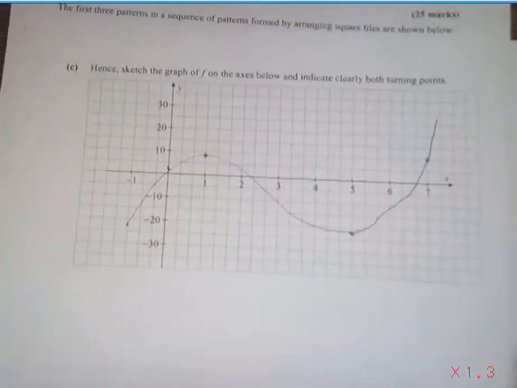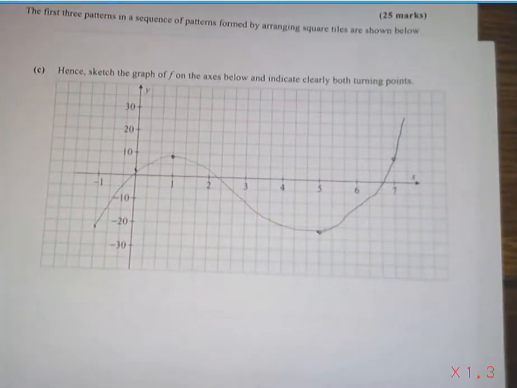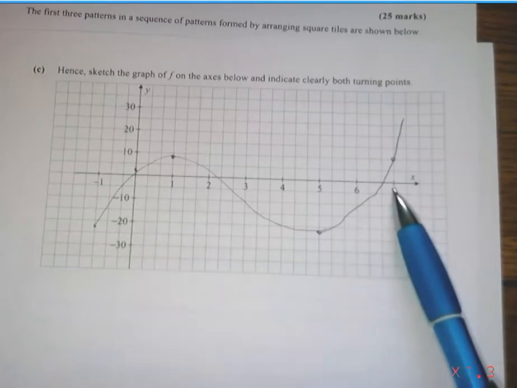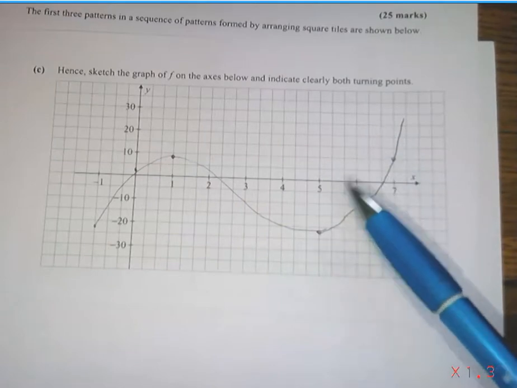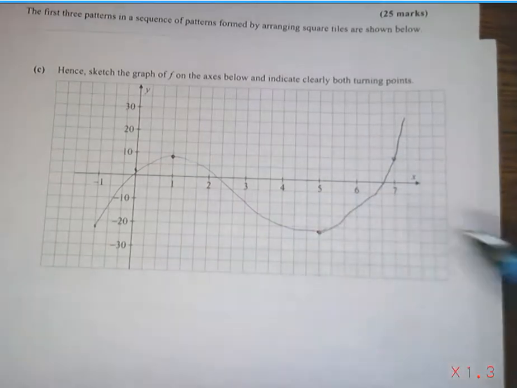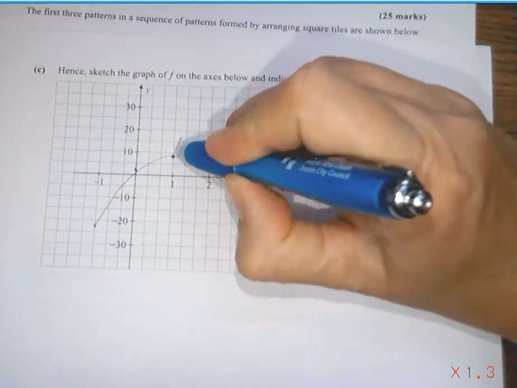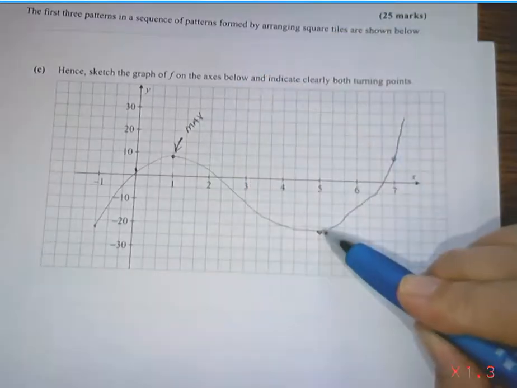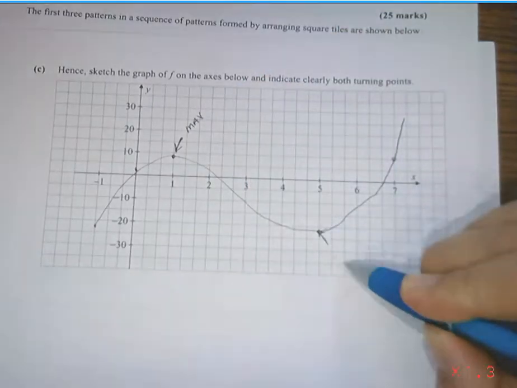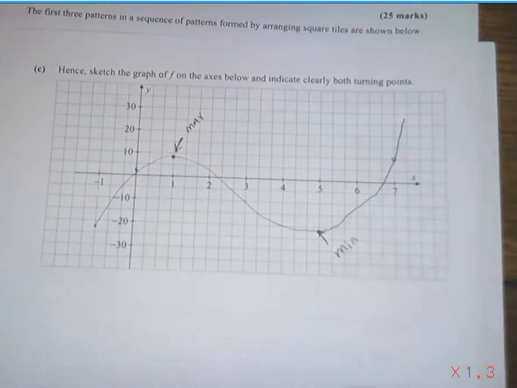Okay, and then finally, it asked you to sketch the graph of f. So how you do that is type in your function into your calculator on table mode. You're going from minus 1 to 7, you're going up in steps of 1, and it will give you various different points, and you plot them and you join them. And it says indicate both your turning points. So on your graph, have this, highlight it, and say it is your max. And have this one, which is the bottom of the curve, and again highlight it, and say it is your min. Okay?